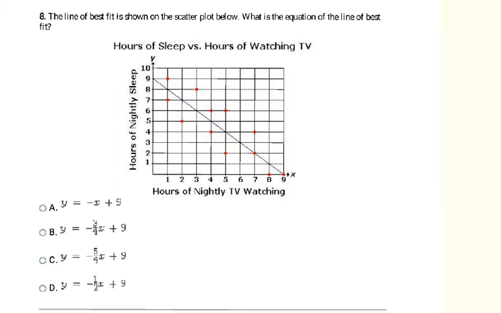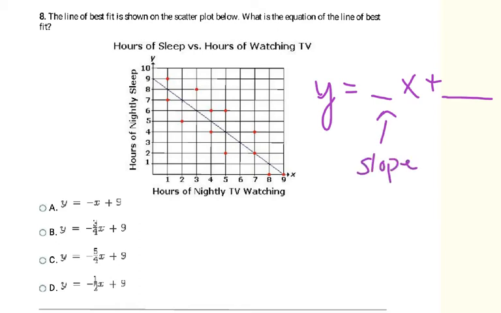So in this problem, they're actually really nice and give us the line of best fit already. It's right here. And it asks, the line of best fit is shown in the scatter plot below. What is the equation of the line of best fit? Well, I'm going to use my slope intercept form, y equals mx plus b. And I just need to fill in the slope in front of x and the y-intercept on the end by itself. So this line here touches the y-axis at 9. So that 9 is going to be my y-intercept.